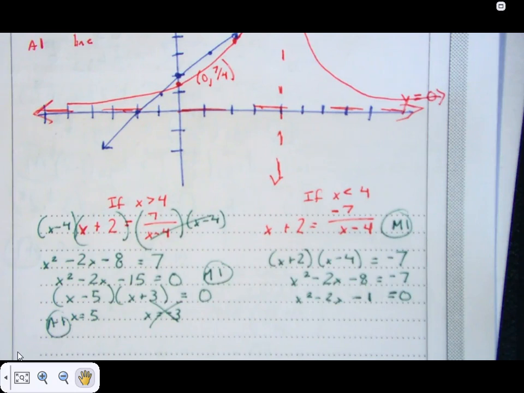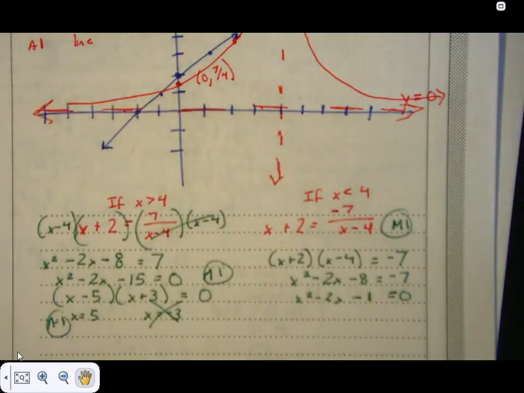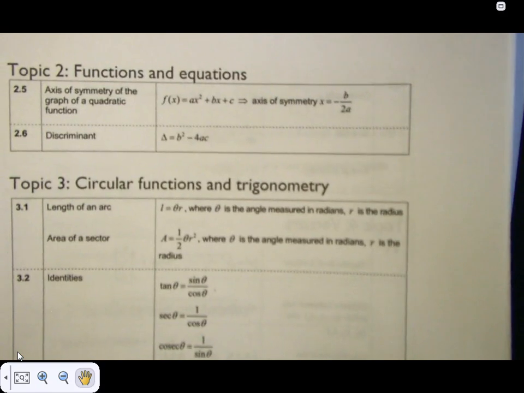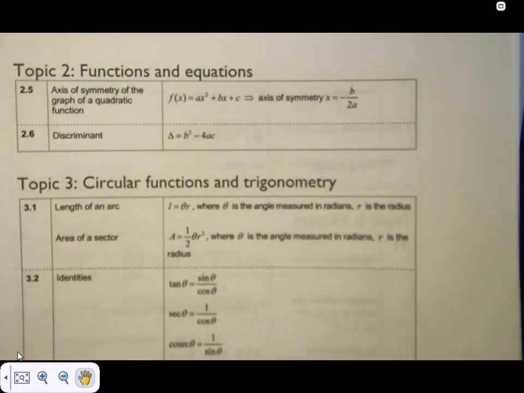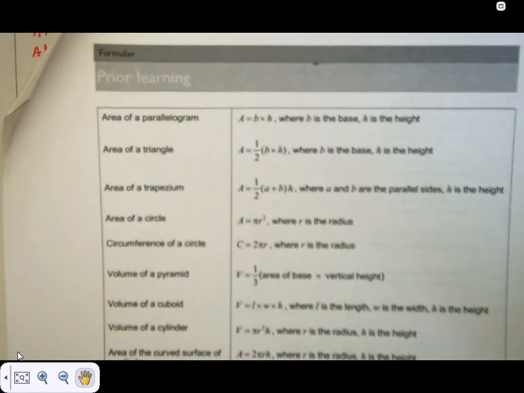And I'm sure you don't need your formula sheet because you guys know way cool songs for the quadratic formula. But if you've forgotten and we're not singing the quadratic formula song in your head, you might go over here and think, oh, it's going to be under functions and equations. And you'll be like, what? It's not there. And then here's prior learning.